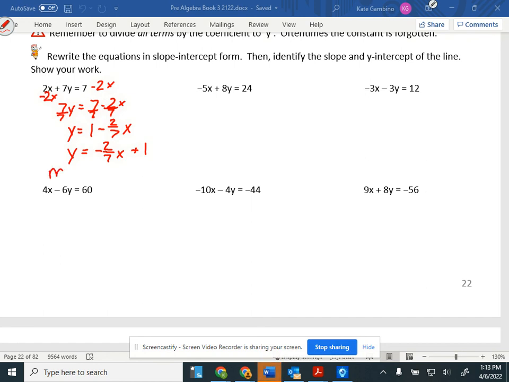And then don't forget to finish it off. You want to put what's your slope, what's your y-intercept. You have a question, Sam?